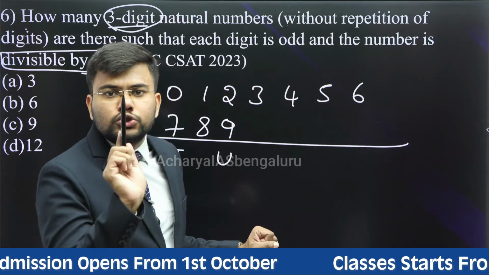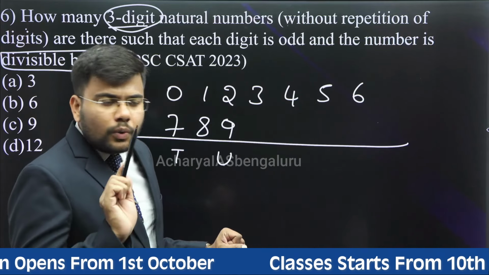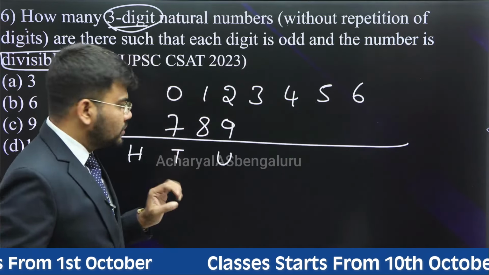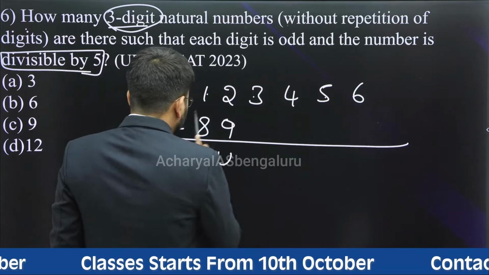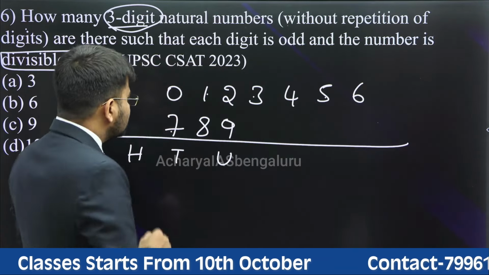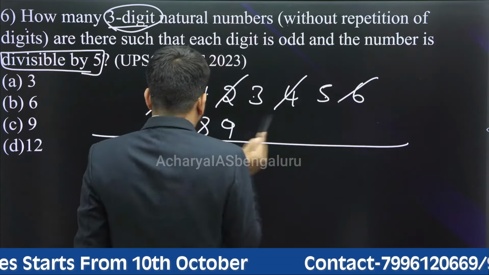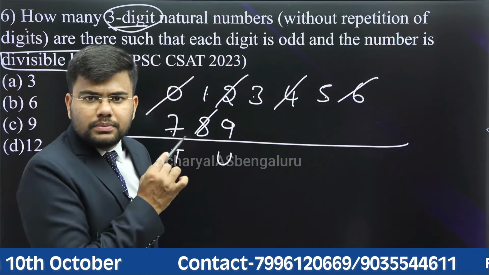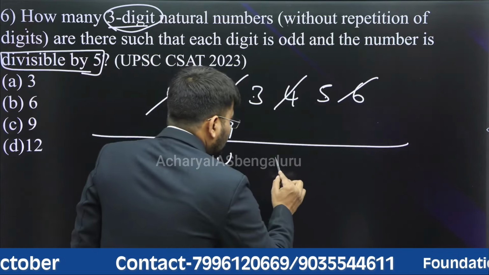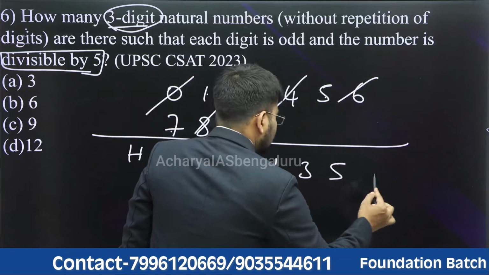Now coming to the condition, they are telling that the number should be divisible by 5 and the digits of that number should be odd, not even. Which are the odd numbers here? I will pick those. That is 1, 3, 5, 7, 9. These are the odd numbers. So I'll cancel 0, 2, 4, 6, 8. These are not my digits which are required to form the 3-digit number. So here 1, 3, 5, 7, 9.